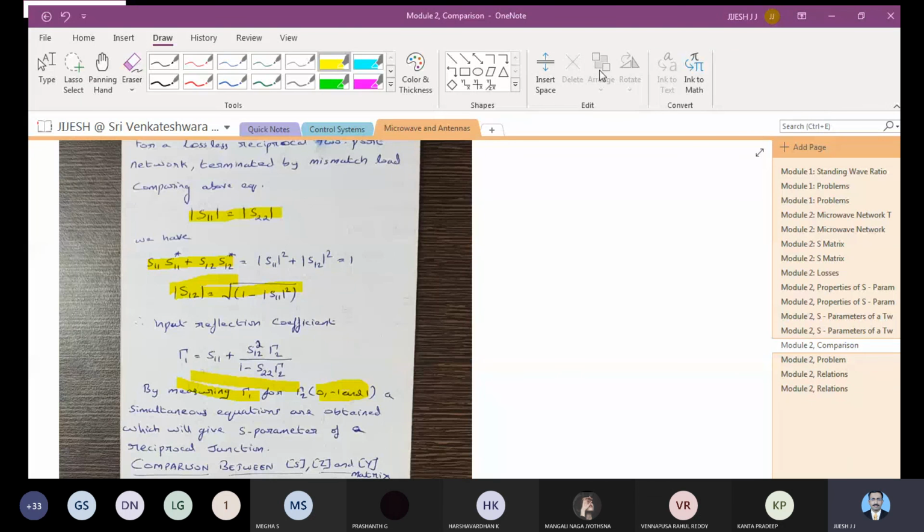We have just completed this much, and we are left with the comparison between the S matrix, Z matrix, and Y matrix. So that we will be discussing in the next class.